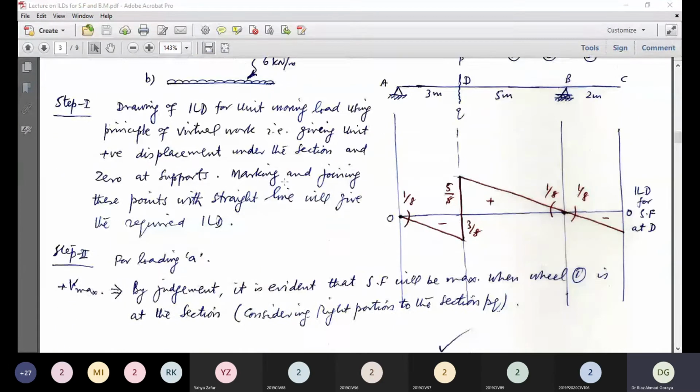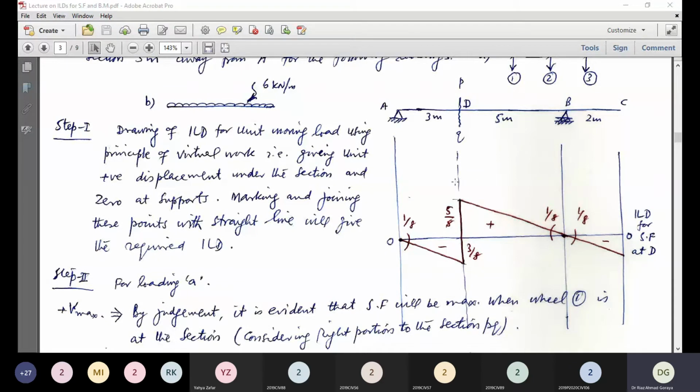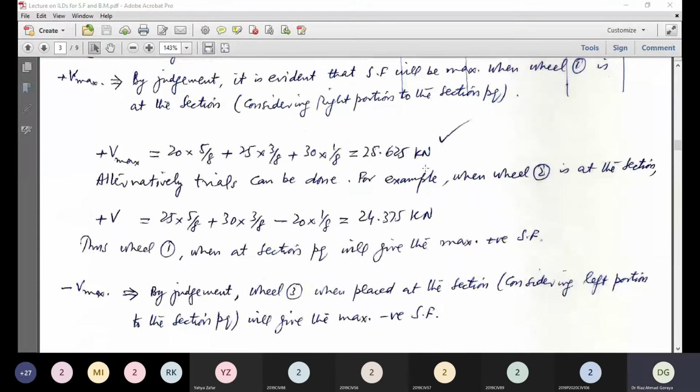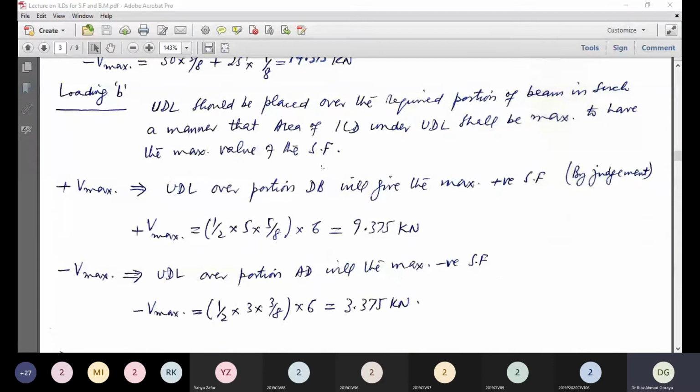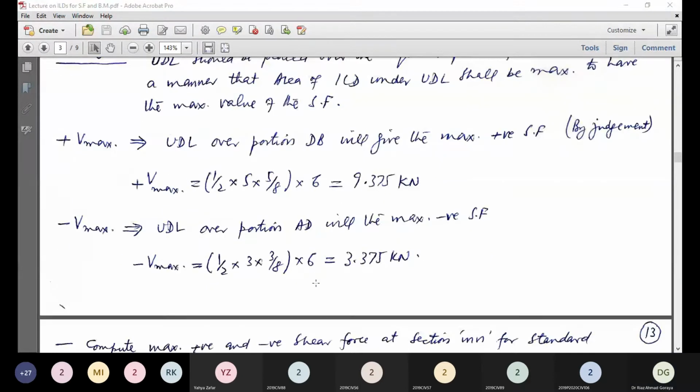Now loading B, this UDL. For positive shear force, this portion is to be loaded, because that is the positive portion. For negative, the portion AD is to be loaded. For positive, portion DB is to be loaded with the UDL. For negative shear force, portion AD should be loaded with the UDL. For positive, it comes out to be the area of the ILD, half into base 5 into height 5 by 8, into 6, which is the intensity of the UDL. This comes out to be 9.375. For the negative portion, with the UDL over portion AD, it will be half into 3 into 3 by 8 into 6, which is 3.75.